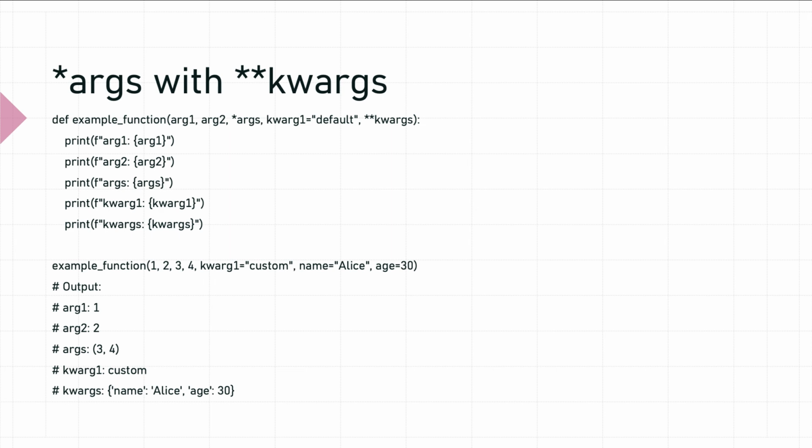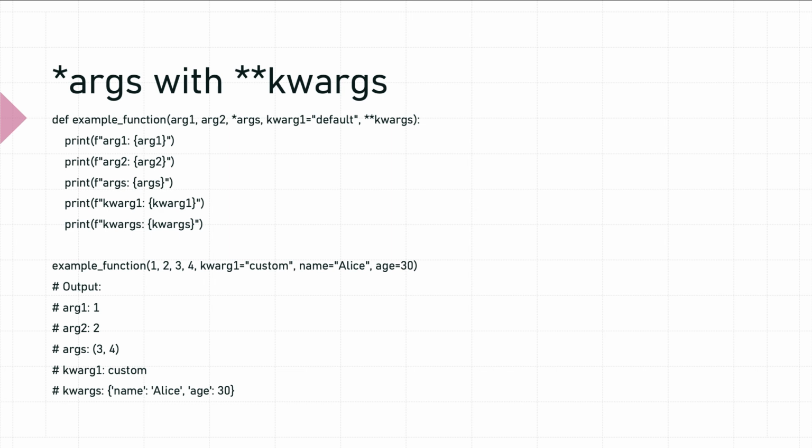Now, in the function call, I have arguments with values 1, 2, 3, 4. I also have kwarg1, which is set equal to custom. I have name, which is set equal to Alice, and age, which is set equal to 30. So this means that arguments 1 and 2 will go to the parameters arg1 and arg2. Then arguments 3 and 4 will be used by star args. Then the argument kwarg1 equals custom will be for parameter kwarg1, but instead of having the default value, it will have custom.